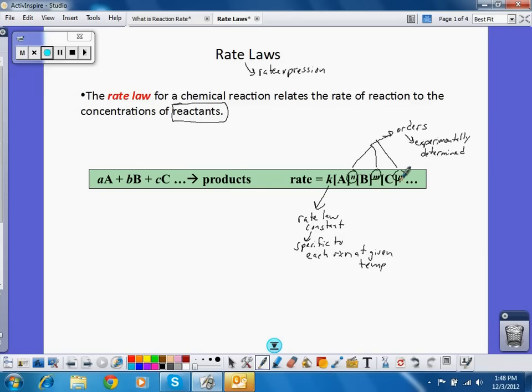The exponents can be small whole numbers, or they can be fractions. We will not deal with anything with fractions. They're typically small whole numbers, 0, 1, 2, maybe 3. 3 is kind of rare. Anything above 3 is very rare, for reasons we'll get into when we start looking at what's happening on a molecular level.